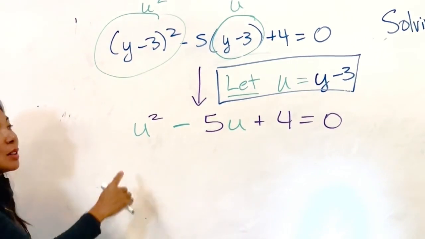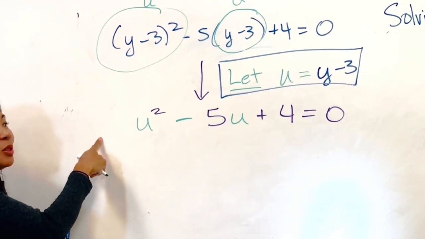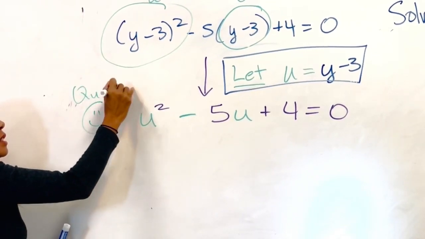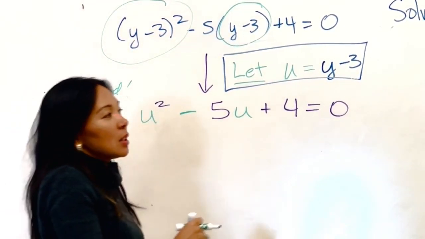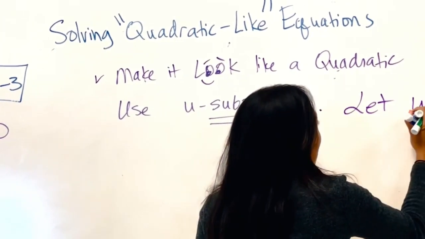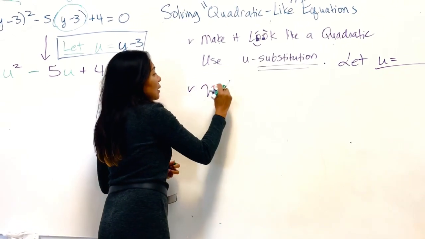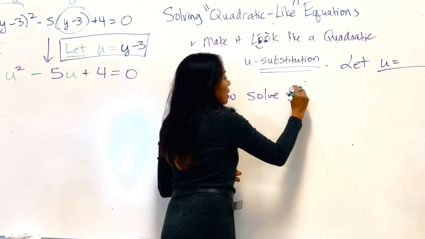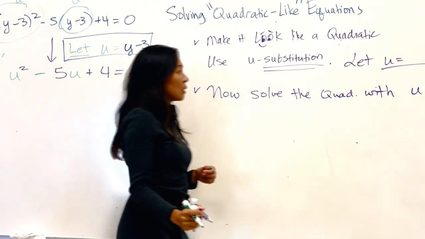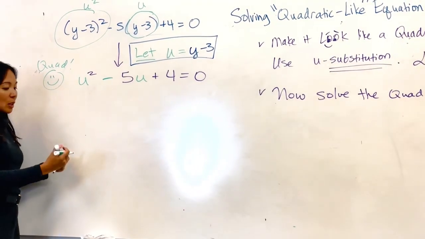Now that I have that, what is this now? It starts with a Q, quadratic. Now it's a quadratic. Happy face. We know how to solve quadratics now, right? So when you use U substitution, make sure you put let u equal to blank, whatever that is, because you're going to go back to that. Now that you have a quadratic, solve the quadratic with u in it. So now, can we solve this? We sure can. When we solve this, what do we get?